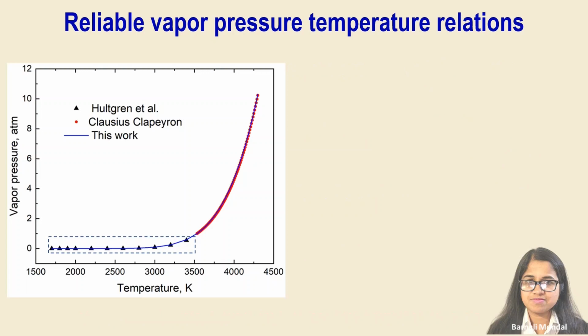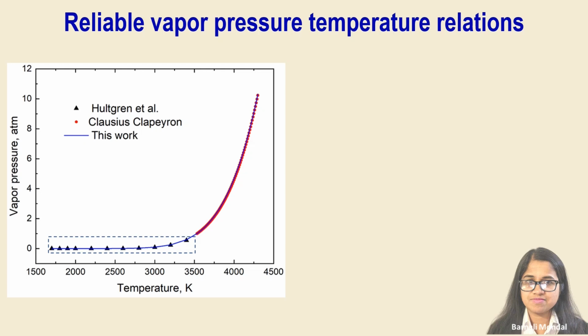Let's understand the approach of this work using the example of silicon. For this, we use experimental data as well as data synthesized using the thermodynamic Clausius Clapeyron equation. Here, the black triangles represent the experimental vapor pressure data taken from a handbook. As seen, this experimental data is available for a temperature range of 1700 K to 3400 K.